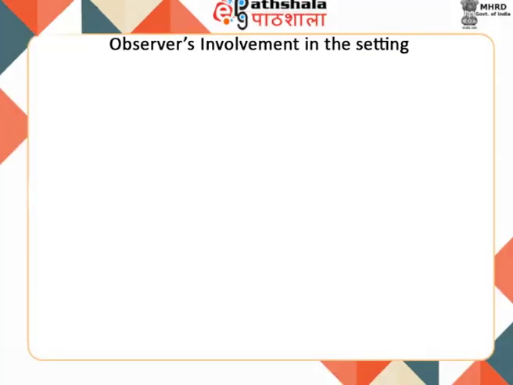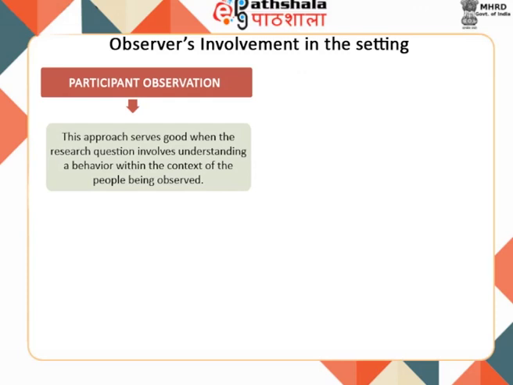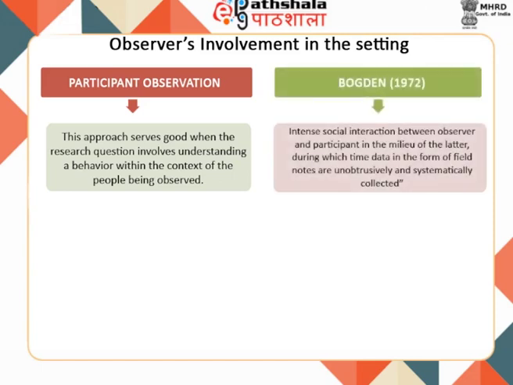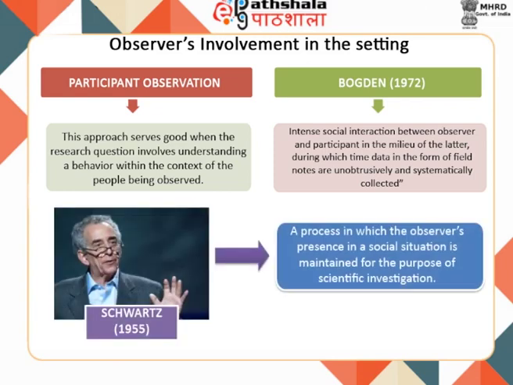This slide talks about the last approach to the observational research method. The approach of participant observation serves well when the research question involves understanding a behavior within the context of the people being observed. Participant observation is an intense social interaction between observer and participant in the milieu of the latter, during which time data in the form of field notes are unobtrusively and systematically collected. Schwartz and Schwartz define participant observation as a process in which the observer's presence in a social situation is maintained for the purpose of scientific investigation.